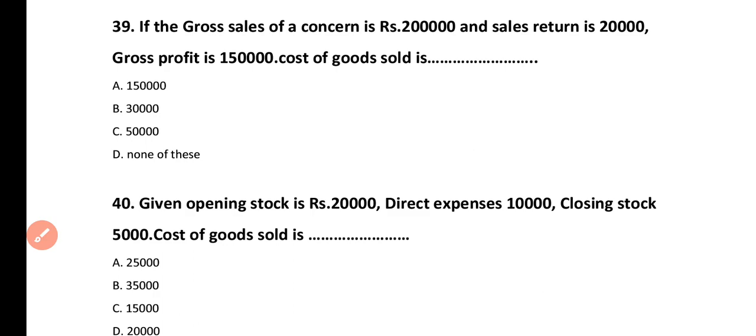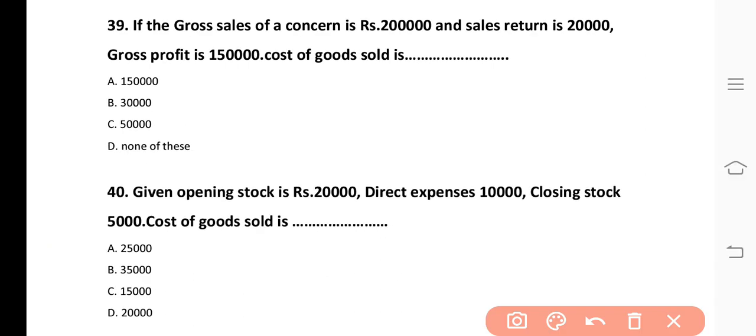MCQ number 39. If the gross sales of a concern is 2 lakh, sales return is 20,000 and gross profit is 15,000, then cost of goods sold is... So the correct option is option B, 30,000.